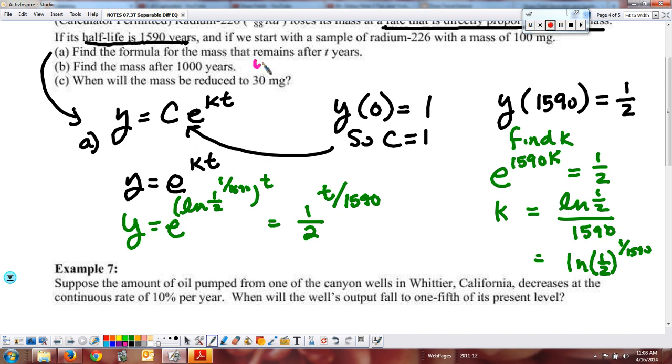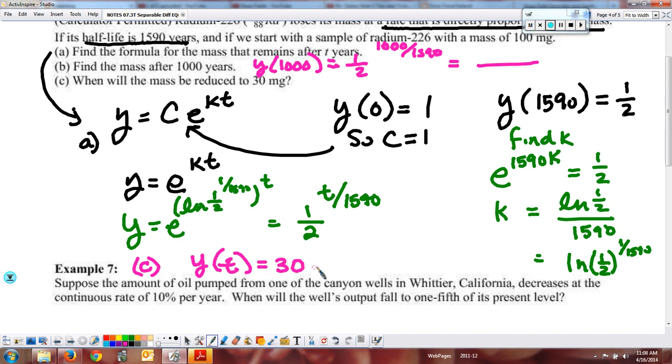So you're basically doing y of 1,000, and you plug that in: 1/2 to the 1,000 divided by 1590. I will leave that for you to put in your calculator. And then they want to know, when will the mass be reduced to 30 milligrams? So for part C, it's just working the other way. You want to know y of what time is going to equal 30 milligrams. So you pretty much just set it equal to your equation, and then you are going to solve.